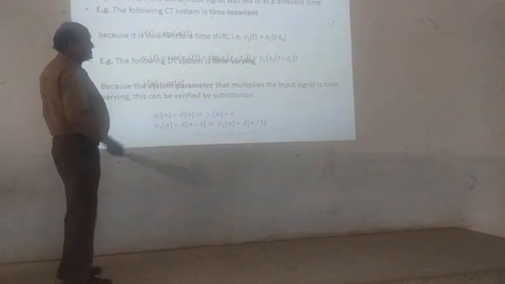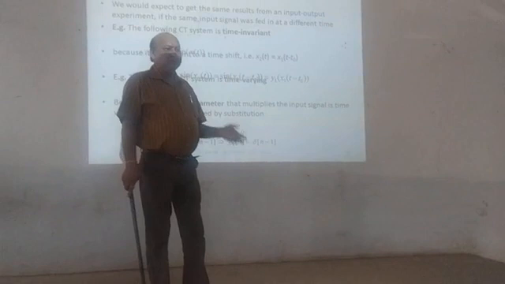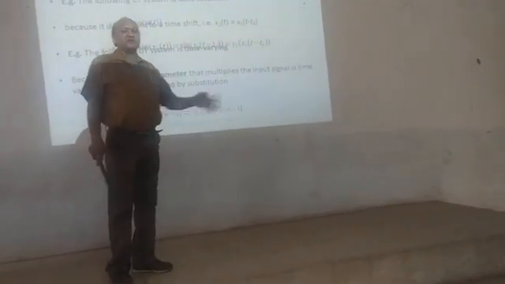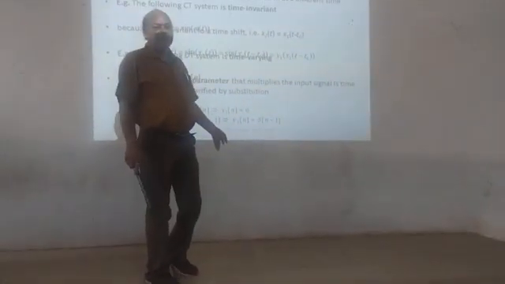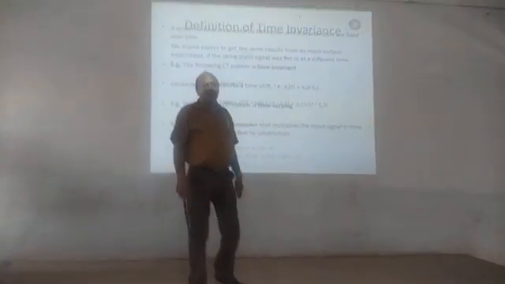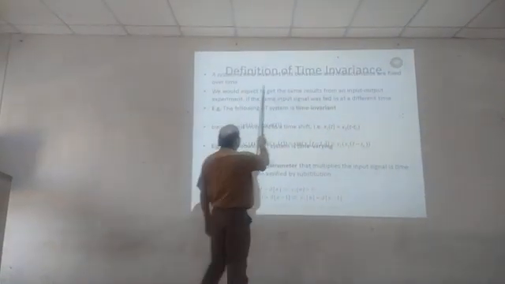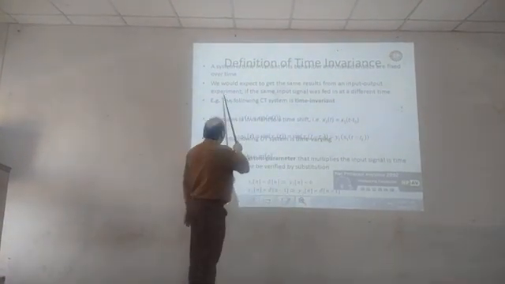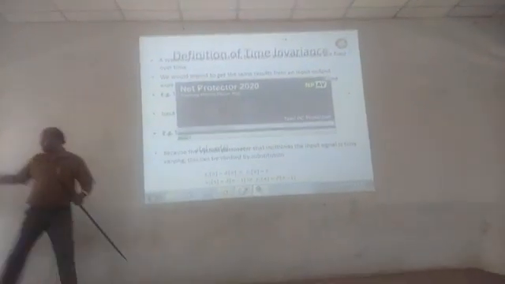Definition of time invariance, which we have already seen. If there is a change in time at the input and the same change in time occurs at the output, then it is called time invariance. But if there is a change in time, suppose x[n-1] at the input, and you get y[n-2] at the output, then it is called time variant. So if a system is time invariant, its behavior and characteristics are fixed over time. We would expect to get the same result from the same input and output.